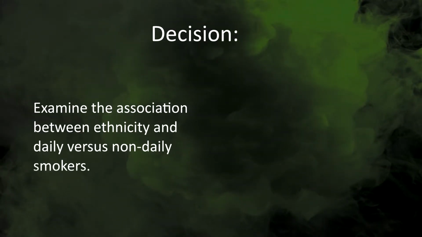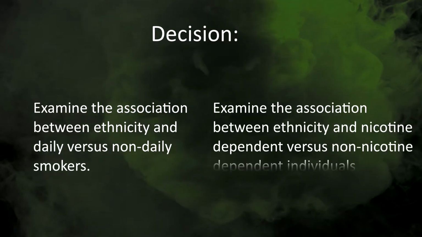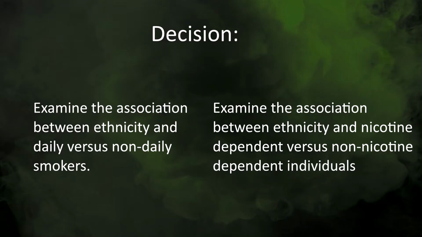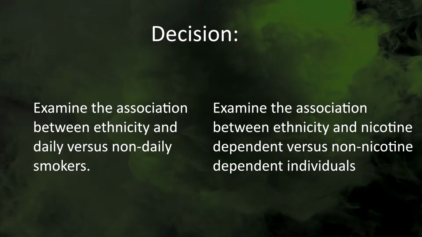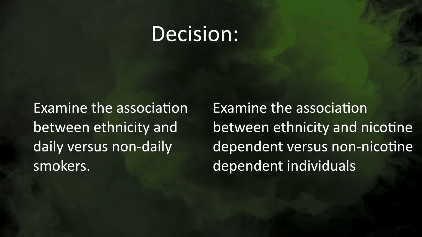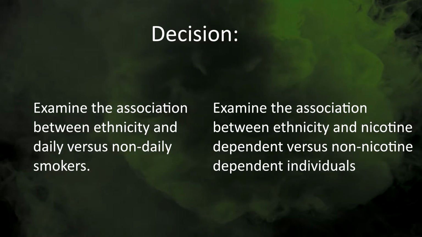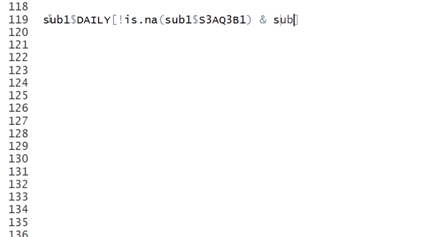Here are two perfectly reasonable decisions that we could make. We could examine the association between ethnicity and daily versus non-daily smokers, or we could examine the association between ethnicity and nicotine-dependent versus non-nicotine-dependent individuals, thereby collapsing across these categories in some way. In either case, some data management needs to be added to the program. To collapse the response variable into daily versus non-daily smokers, we use this syntax.